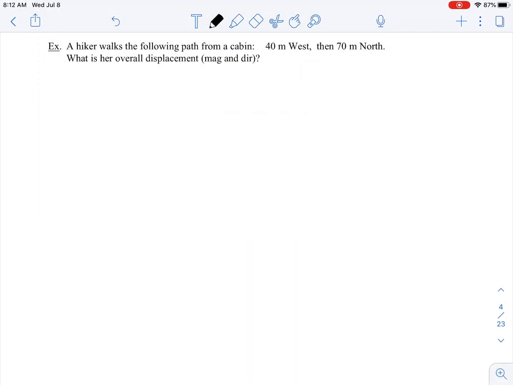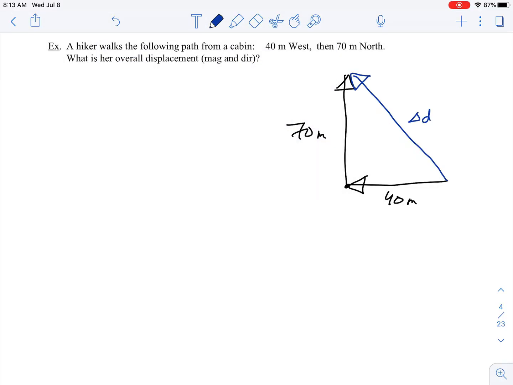Okay, let's draw this. So we know it's going to be going 40 meters west first. So this would be 40 meters. Then again, we're going to add on to that 70 meters north. So to the tip of that, we add 70 meters north. And the resultant, which is the overall displacement, goes from start to finish. From start to finish. That's your overall displacement.